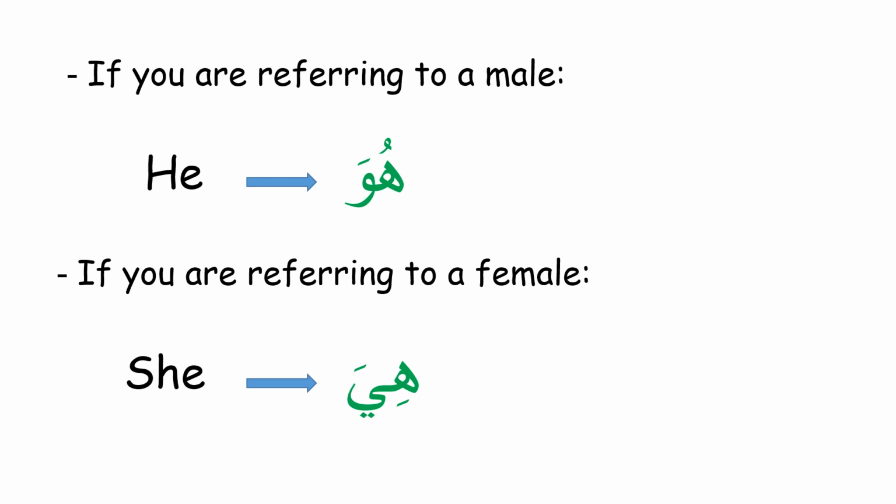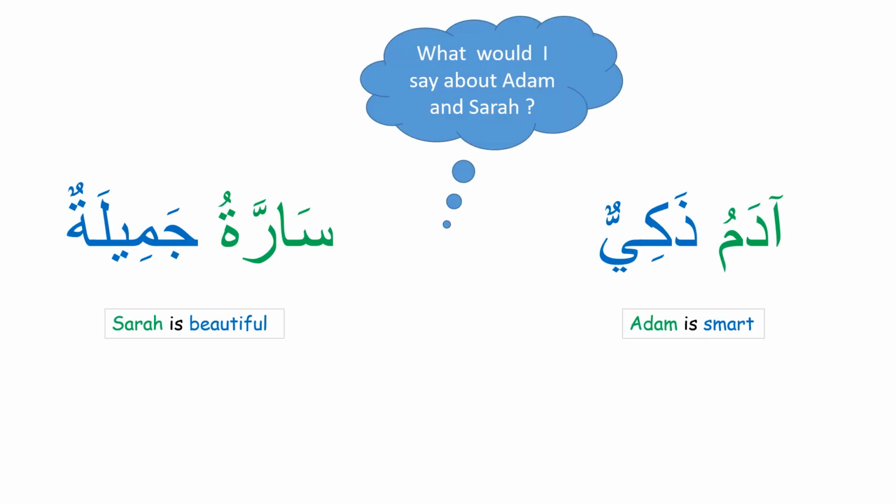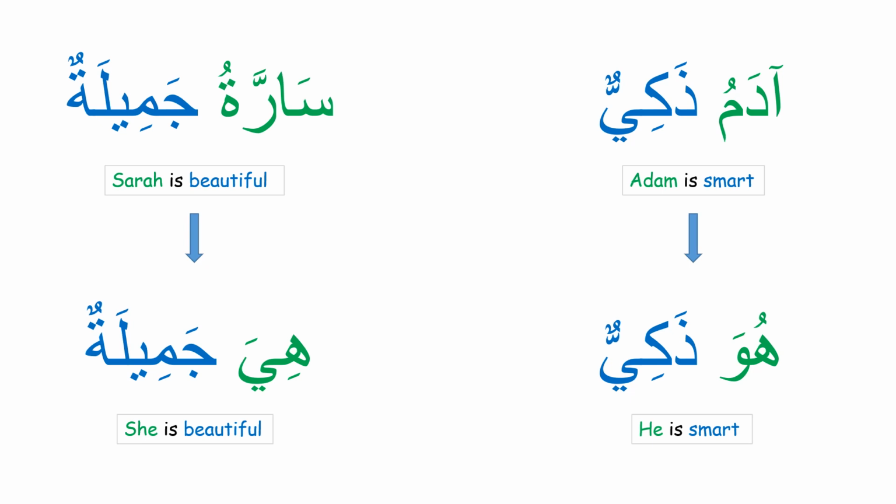On to the examples. If Adam and Sarah are not by my side and I'm talking about them with a friend, I would say هو ذكي. I'm talking about Adam, obviously. As for Sarah, I would say هي جميلة. One more time for both examples. هو ذكي. هي جميلة. So هو for the male and هي for the female.